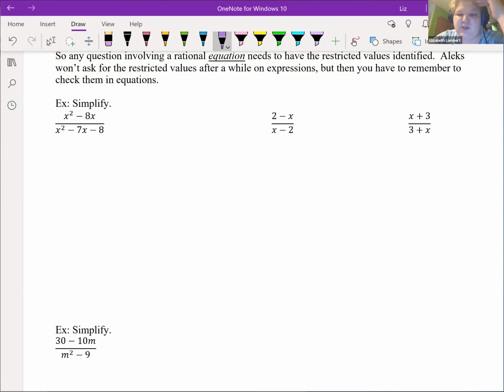Like over here, the x plus 3 over 3 plus x. I can't go 3 and 3, x and x singly. Doesn't work like that.